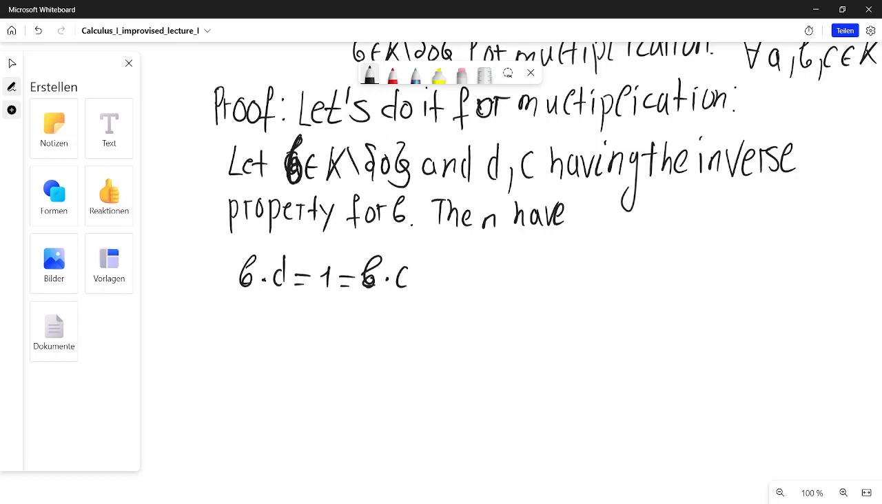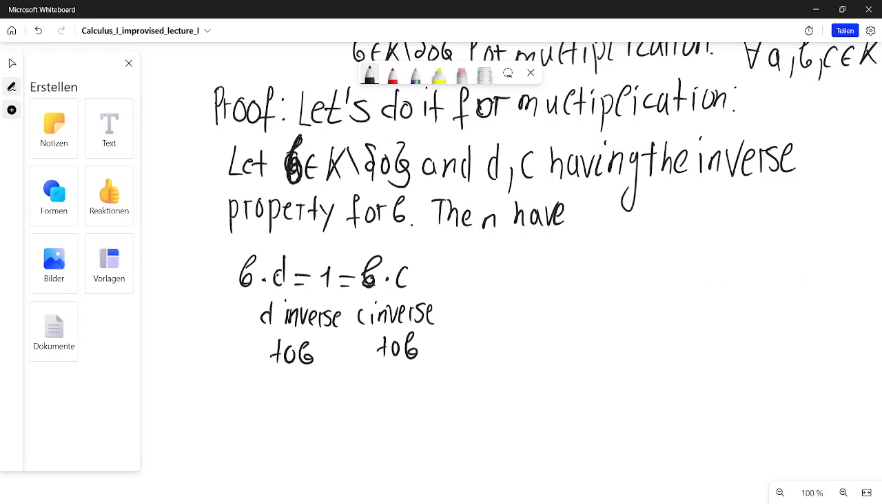Yeah, okay. That's just the property of inverse, right? Inverse of D is inverse to B, and C is inverse to B. Okay, we should only have that.